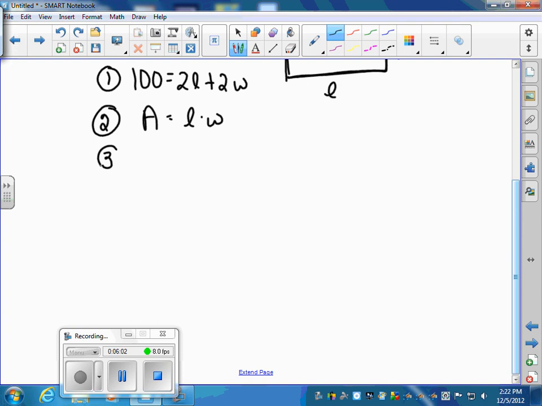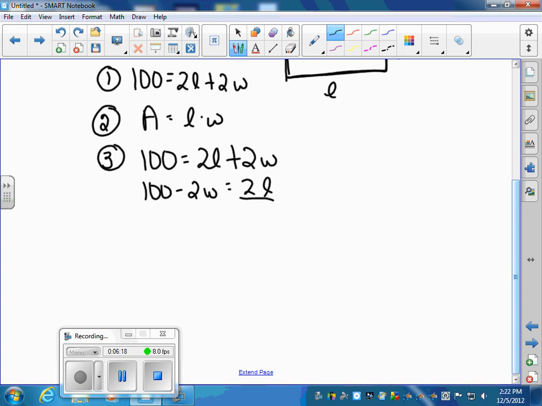take the first equation and solve for a variable. In this case, it really doesn't matter which one you solve for. So I'm just going to take 100 equals 2L plus 2W. And let's just solve for L. So I would subtract 2W and then divide by 2. Now, because everything in the top is divisible by 2, let's go ahead and make that 50 minus W.